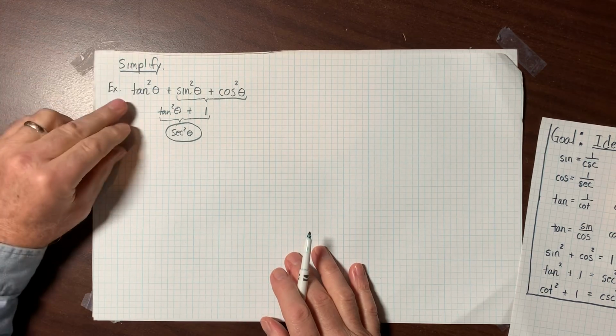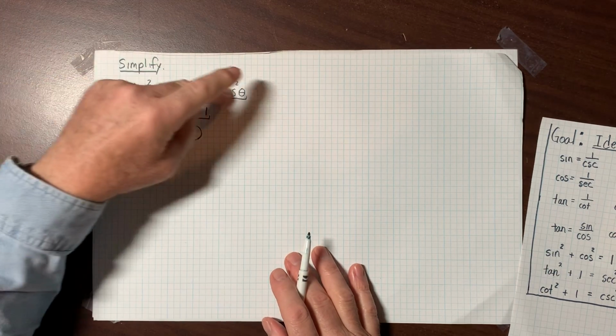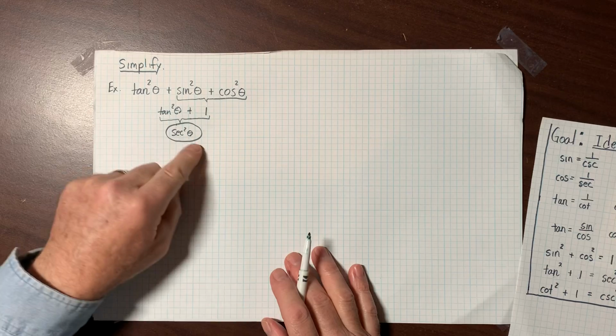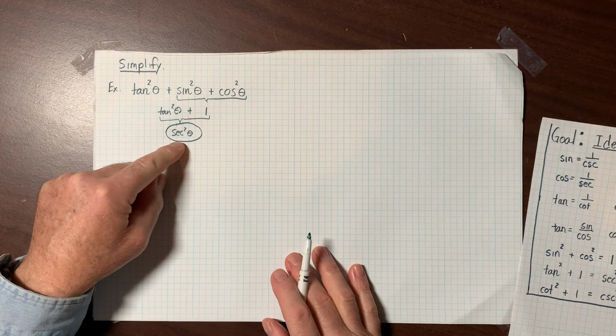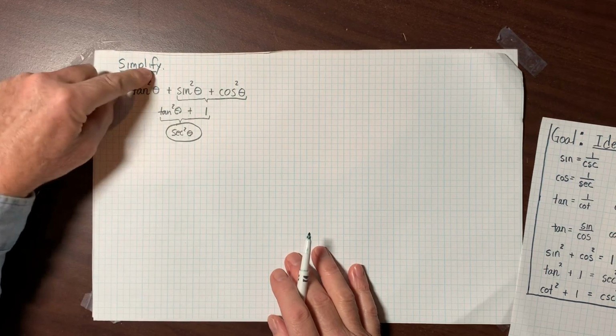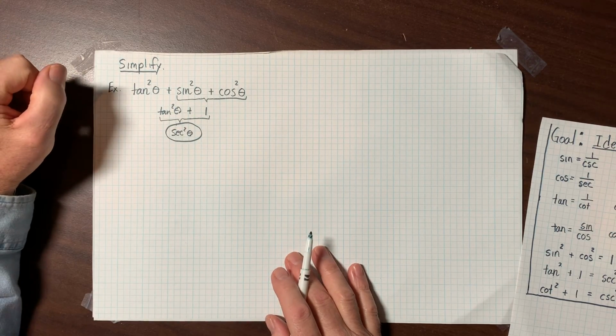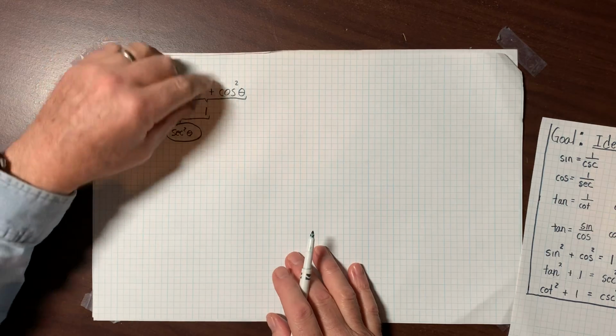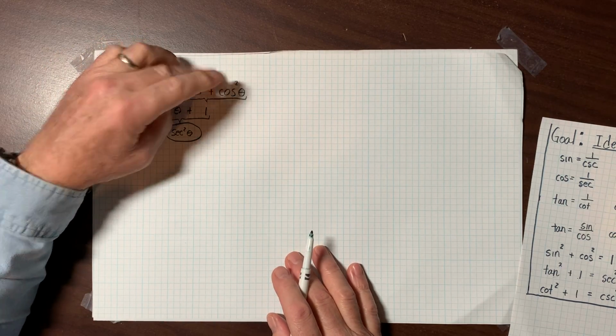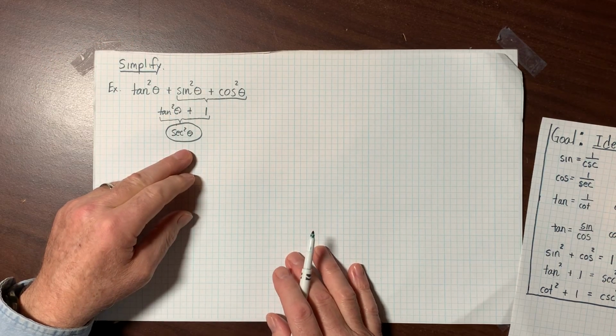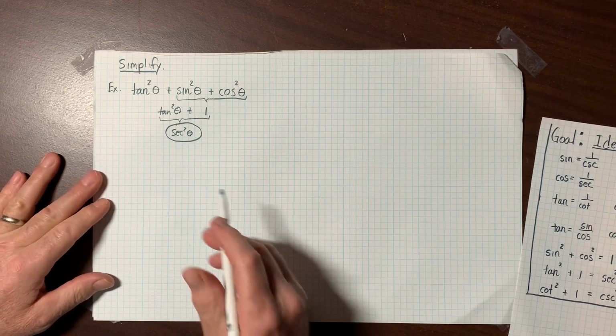Please understand, if you would enter this in your calculator, and you would enter this in your calculator, and maybe you graph this as y sub 1 and you graph this as y sub 2, those two graphs are going to be the same. Tangent squared plus sine squared plus cosine squared is the same as secant squared. That's what that means. Onward we go.